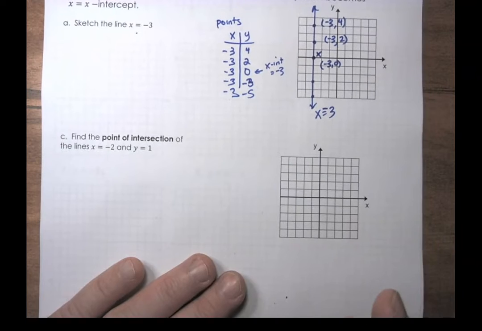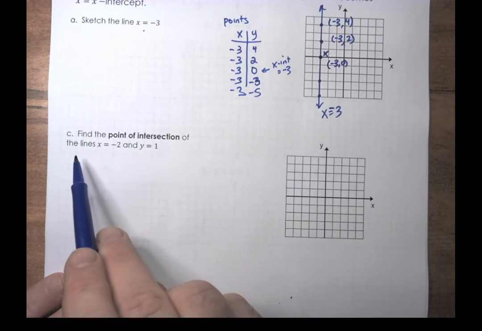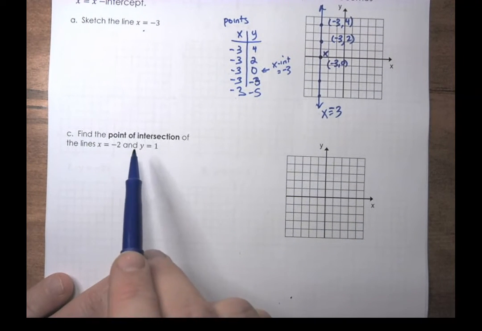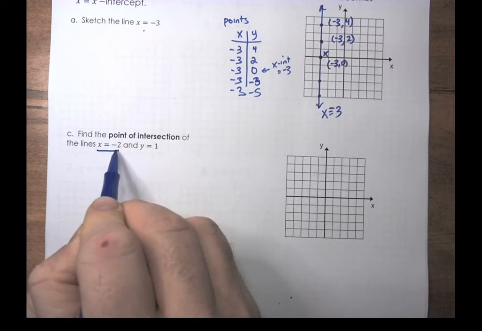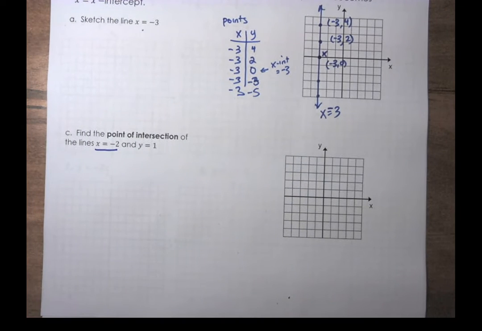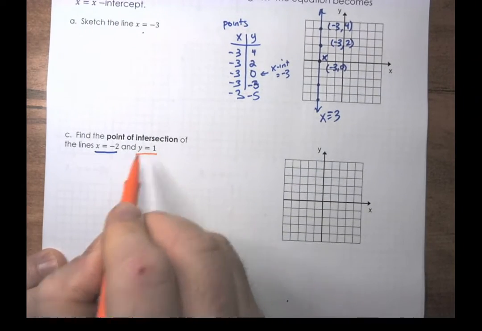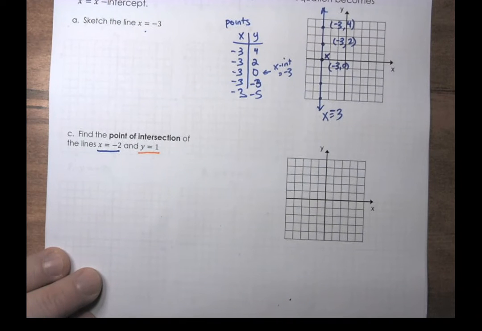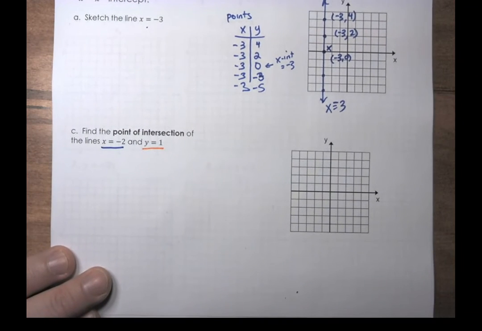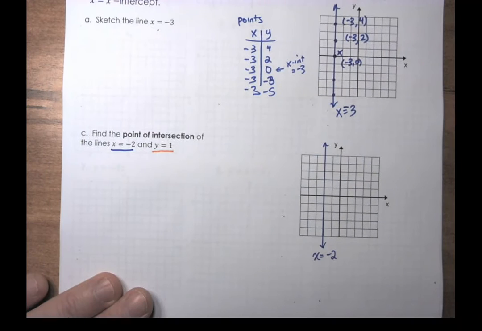Alright, find the point of intersection of lines x equals -2 and y equals 3. So what I want you to do is take 30 seconds, based on what we just did up there, see if you can plot those two lines. Alright, I'm going to hit pause and we'll see if it makes sense.